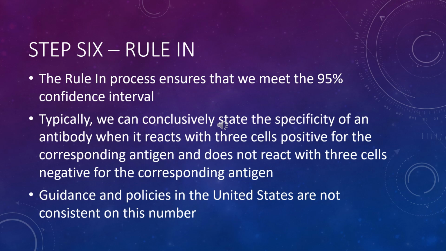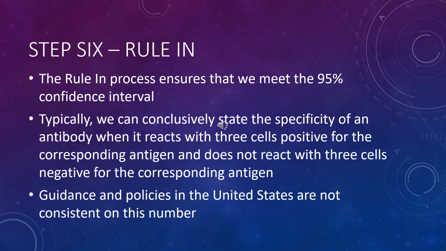Provided 3 cells that reacted with the plasma are positive for the antigen in question, and 3 cells negative for the corresponding antigen showed no reactivity, we've satisfied the 95% confidence interval. Again, that's if we have 3 cells where we have reactivity with the patient plasma that express that antigen, and then 3 separate cells where there's no reactivity and the cells do not express that antigen, we've satisfied the 95% confidence interval.